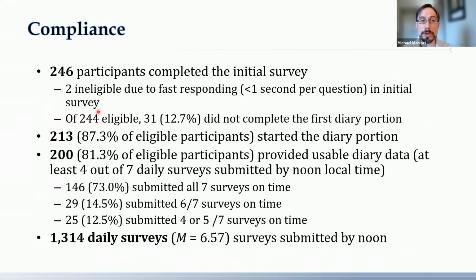Out of the 244 eligible, 213 did the initial diary survey, and 200 of those provided usable data, which we considered at least 4 out of the 7 daily surveys on time, by noon local time. And the majority of those participants did all surveys. There were just a few that did 4 or 5. So on average, we had 6.57 daily surveys submitted on time from these 200 participants.